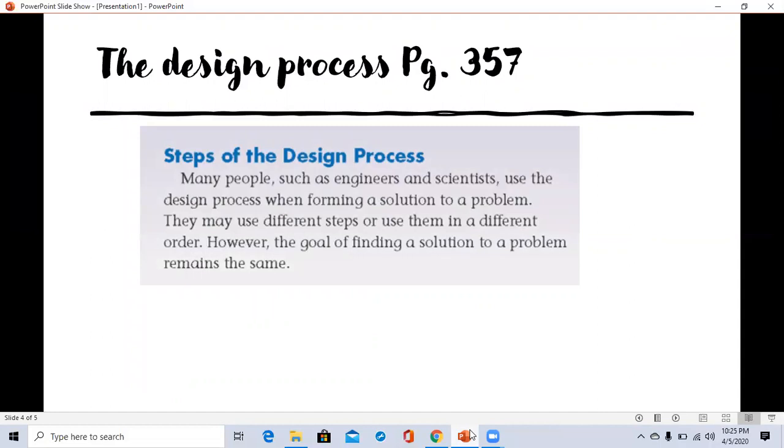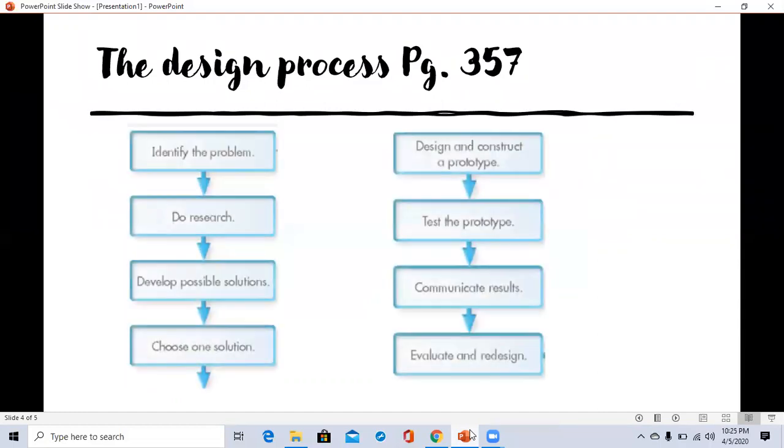Steps for the design process. Many people, such as engineers and scientists, use design processes when forming a solution to a problem. They may use different steps or use them in a different order. However, the goal of finding a solution to a problem remains the same. There are 8 steps to follow in the design process.